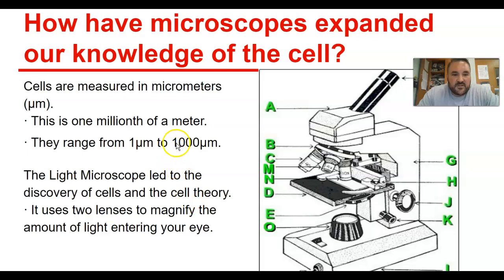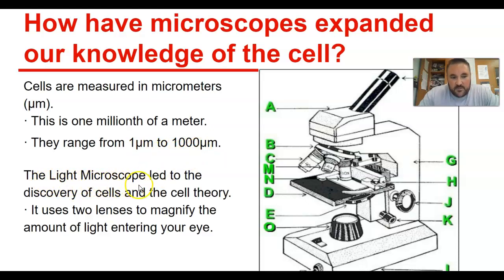Cells are measured in very special units called micrometers. Use this Greek letter mu. That's not a U, that's a mu. It means 1/1,000,000th of a meter. If I took a meter stick and chopped it into 1,000,000 pieces, I would have a micrometer. Most cells are anywhere from 1 micrometer to 1,000 micrometers.